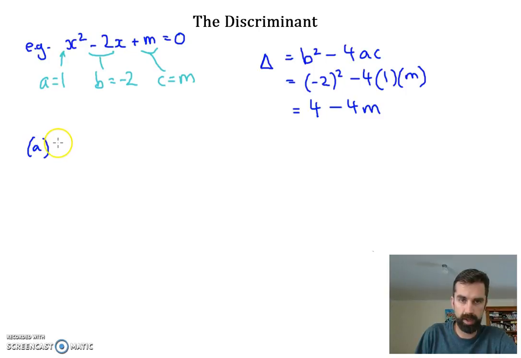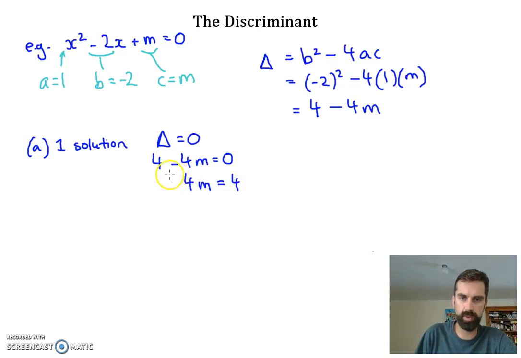Okay, first of all, let's say for a repeated root or one solution, the discriminant has to equal 0. So that means that 4 take 4m equals 0. If we rearrange that, we can say that 4m equals 4. If these two numbers subtracted equal 0, they must be equal to each other. And so m must equal 1 if we divide both sides by 4. So if we want to get one solution, m has to equal 1.